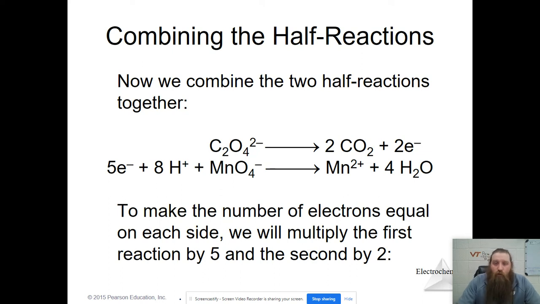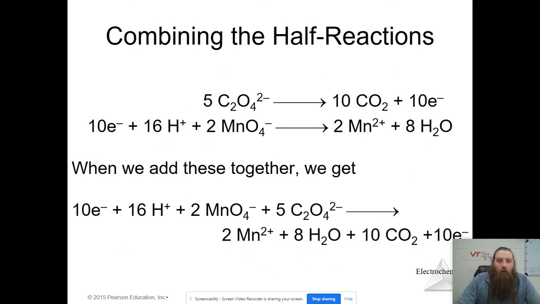Now, when we put those 2 things together, we need to make sure the electrons are equal on both sides. And the problem is we've got 2 here and we've got 5 there. Well, 2 and 5 don't really have a number in common, so we just do times 5 up top and times 2 at the bottom. That's what we're going to do. That's going to change everything, right?